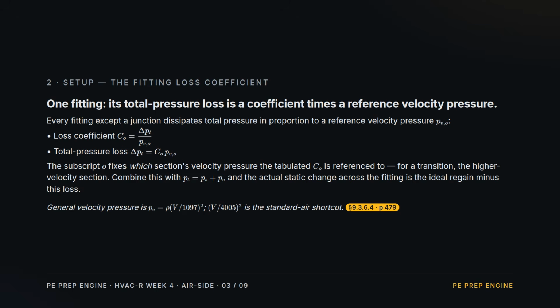Setup: the loss coefficient. A fitting's total pressure loss is just a coefficient times a reference velocity pressure. The subscript tells you which section that coefficient is tied to. For a transition, the faster section. Pair that with the total pressure identity, and the real static change across the fitting is the ideal regain minus the loss. Two printed relations, nothing invented.